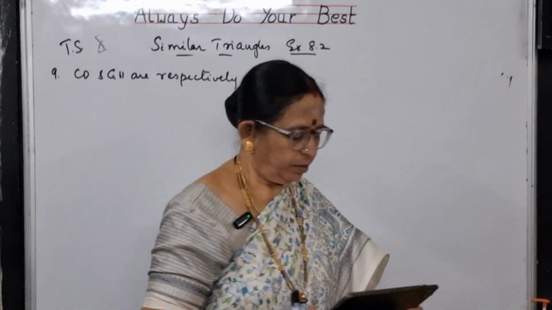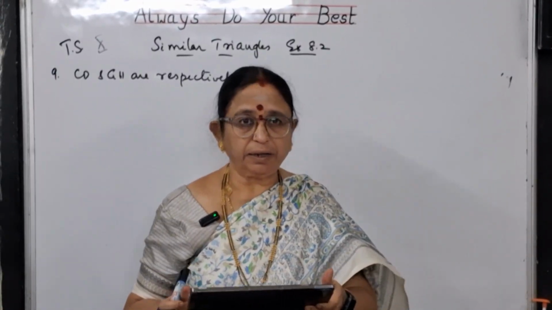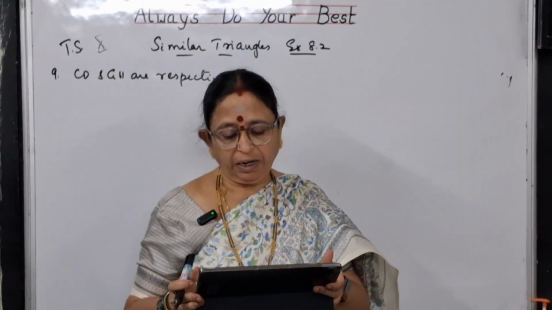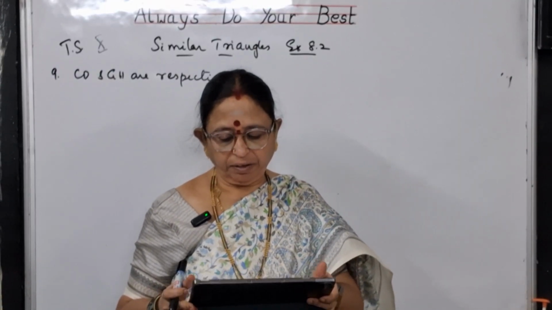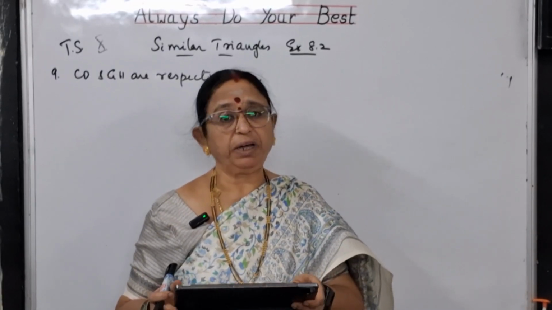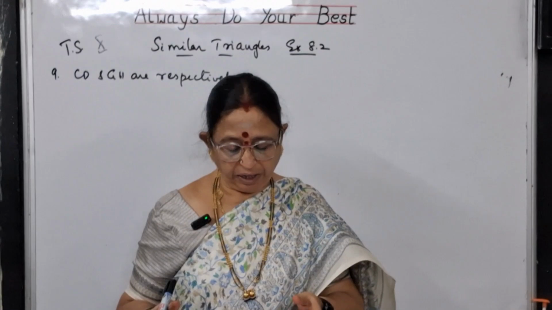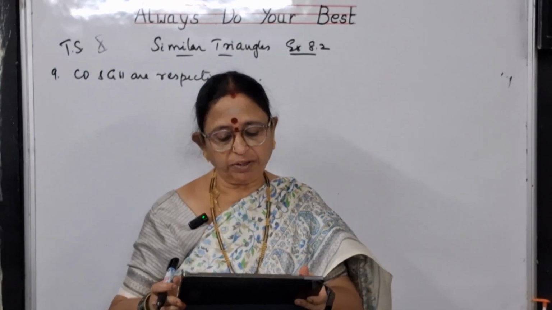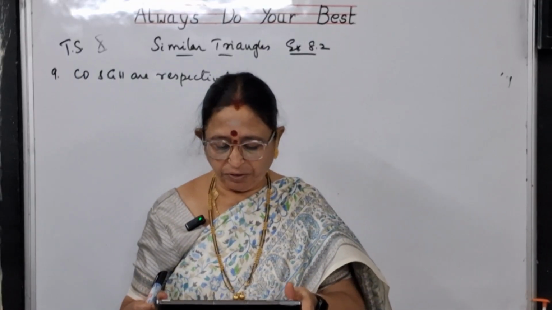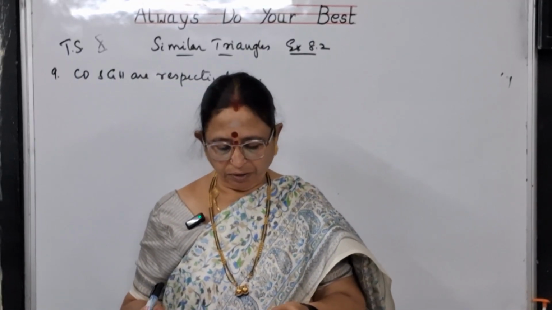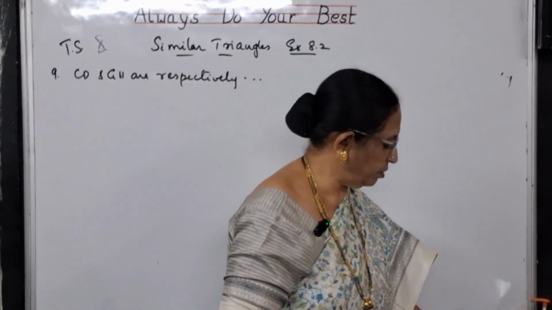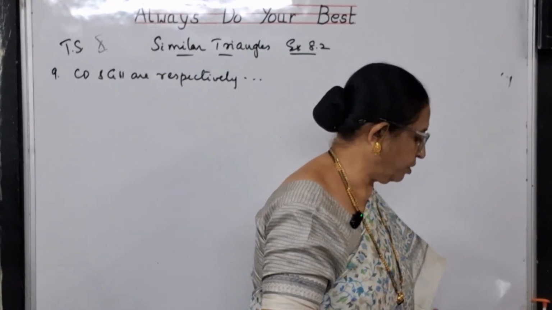CD and GH are respectively the bisectors of angle ACB and angle FGE such that D and H lie on the sides of AB and FE of triangle ABC and triangle FEG respectively. If triangle ABC is similar to triangle FEG, then show that they have given certain ratios. This only after drawing the figure you will be understanding. So first let me draw the figure.